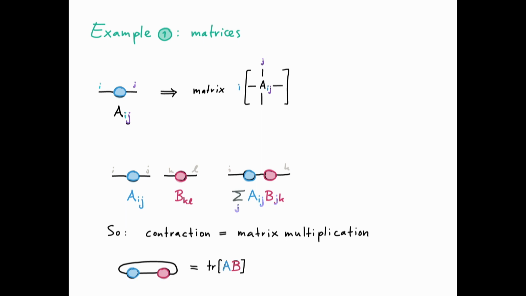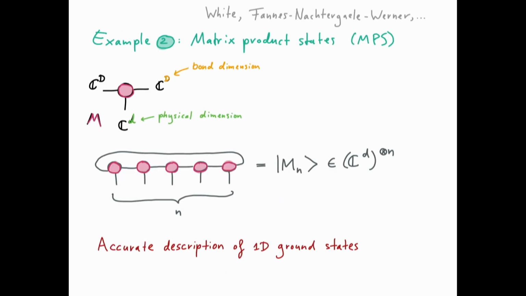Right, and here's another example. If we now also contract these other legs, then we compute the trace of the product of the matrices, which you can easily verify.